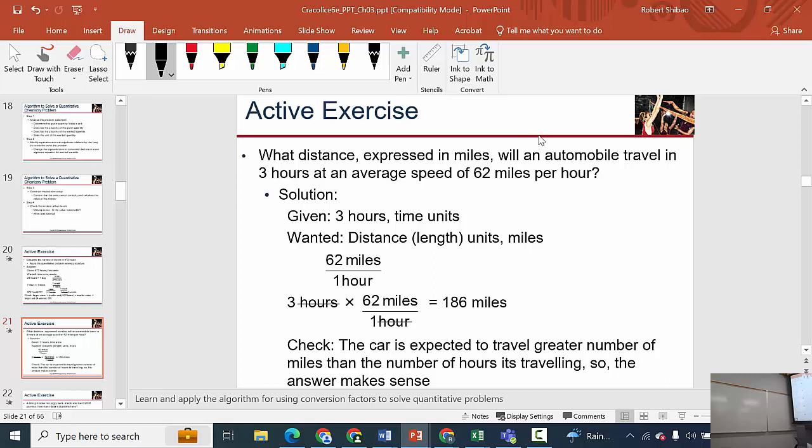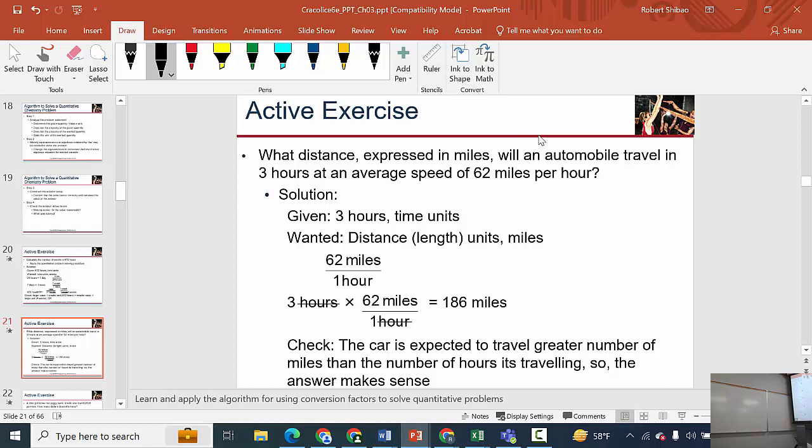That ratio doesn't change. It's still the same. If you're driving at 62 miles an hour, does it matter if you drive 1 hour, 30 minutes, 2 hours? It's always going to be the same ratio. For every hour, you'll go 62. So if you went a half hour, you'll go half of it, 31. That ratio always stays the same.